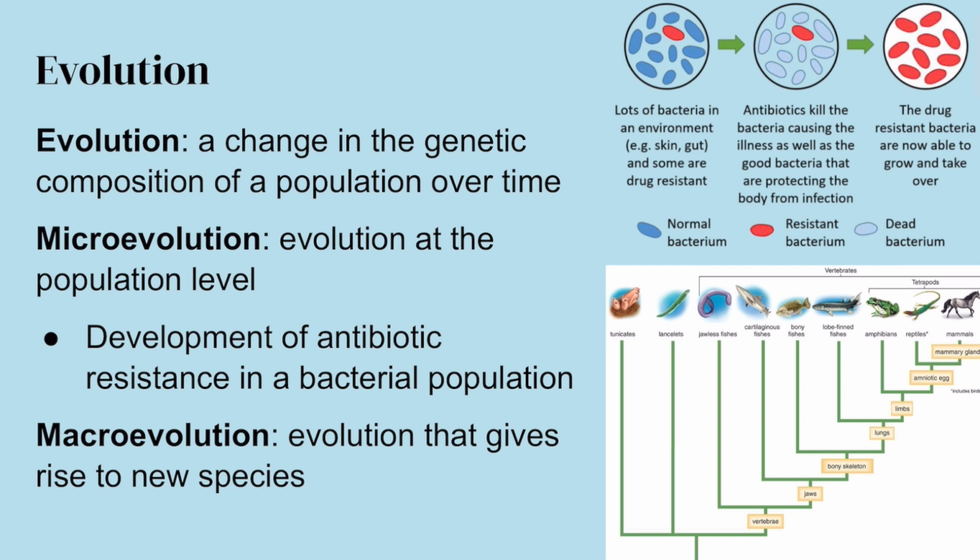Microevolution occurs at the population level. An example of microevolution is antibiotic resistance. Antibiotic resistance occurs when a population of bacteria exists, and because we have genetic variation, some of those individuals within that population will have resistance to antibiotics. When antibiotics are applied to the population, all the bacteria that are quote-unquote normal or don't have resistance will die, leaving behind only the drug-resistant bacteria, which will then survive and reproduce and pass on whatever genes have allowed them to become resistant to this antibiotic. On the other hand, macroevolution is evolution that gives rise to a new species.